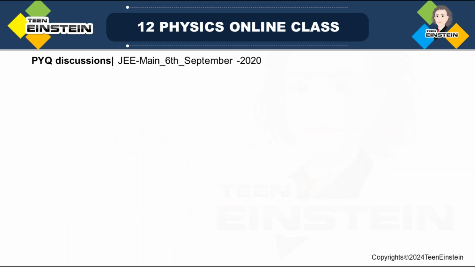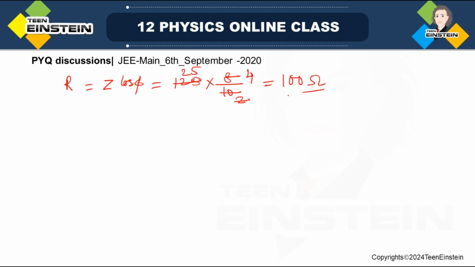So R is Z into cos phi. Z is 125 ohm and cos phi is 0.8, that means 8 by 10. If I divide by 5, we get this resistance of the circuit. So we have got Z to be 125 ohm, and R is equal to 100 ohm.